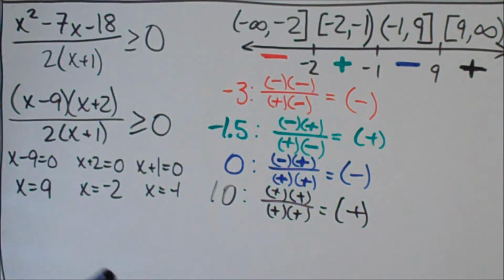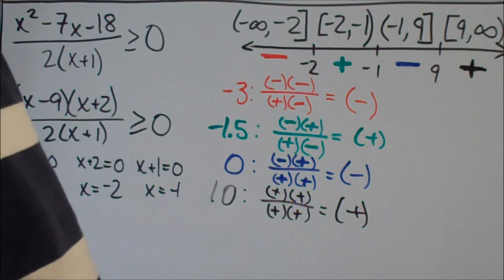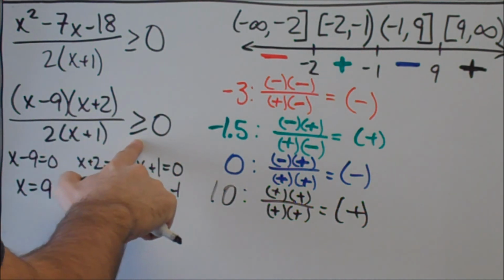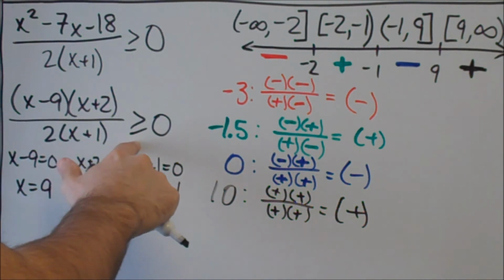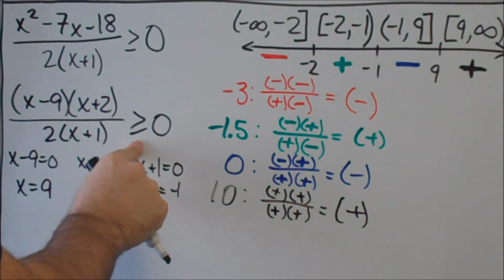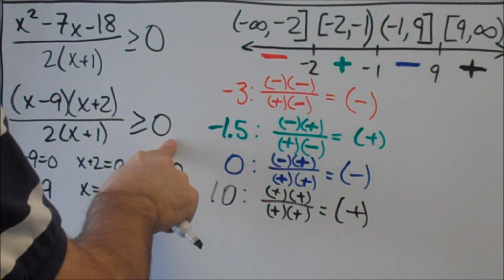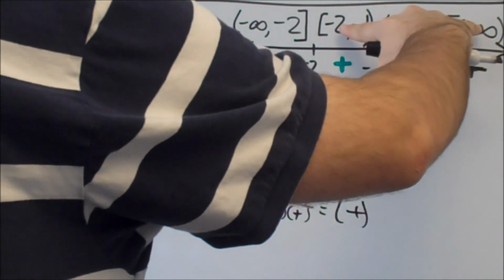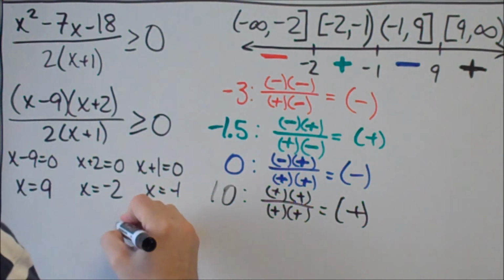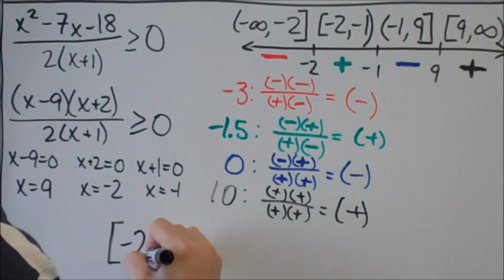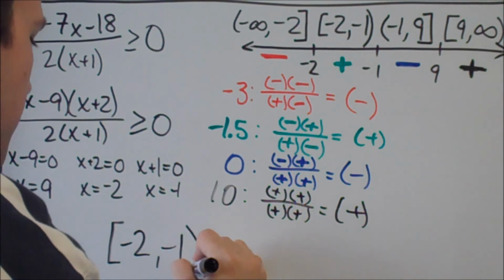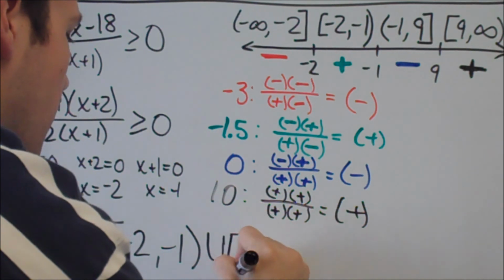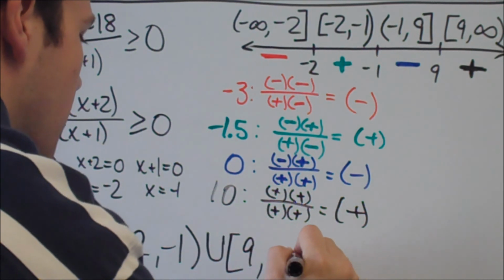Alright, so the hard part's done. Now all you need to do is choose the intervals that are appropriate for whatever this relationship is. We want to know the values of x that make this fraction greater than or equal to 0, so you look for the ones with the positive sign. It's these two intervals here. So your solution is going to be the interval from negative 2 to negative 1, with a bracket at negative 2 and parenthesis at negative 1, union this interval, 9 to infinity.